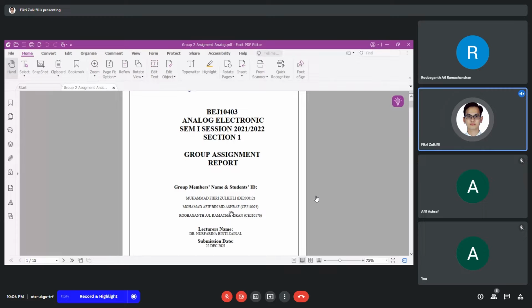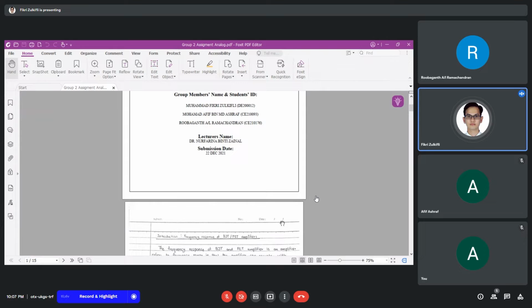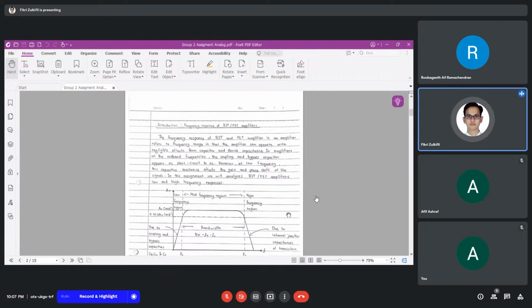Today we are from group 2, and would like to show our group assignment. First thing, I would like to introduce our group members. First is myself, Muhammad Fikri bin Zulkifli. Then Muhammad Afif bin Mat Ashraf. And the last one is Obagan anak lelaki Oba Chandran. Okay, now we go to the introduction.